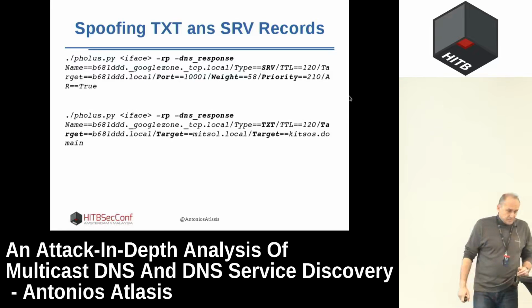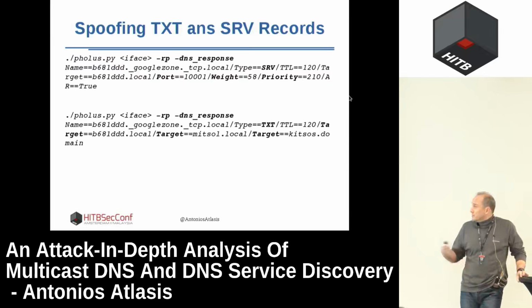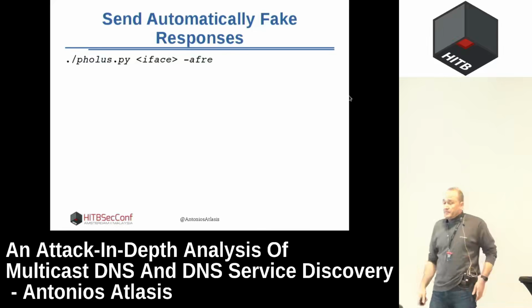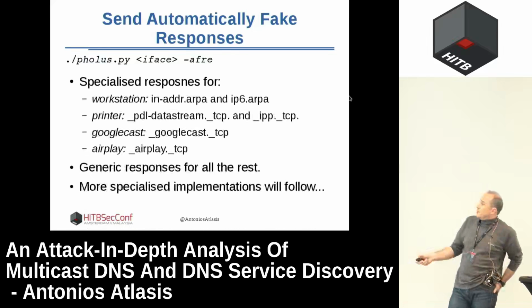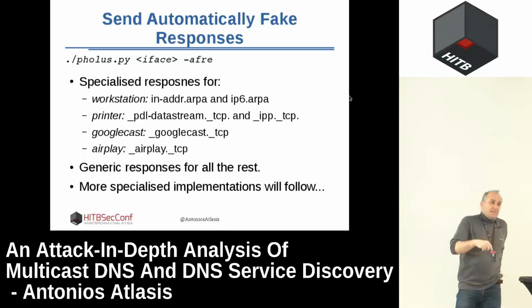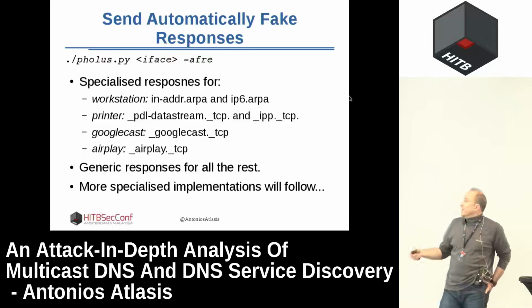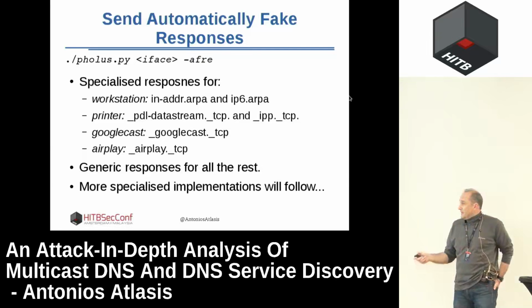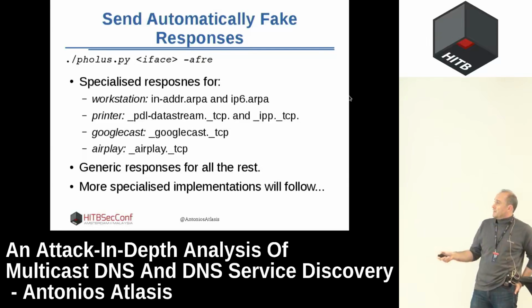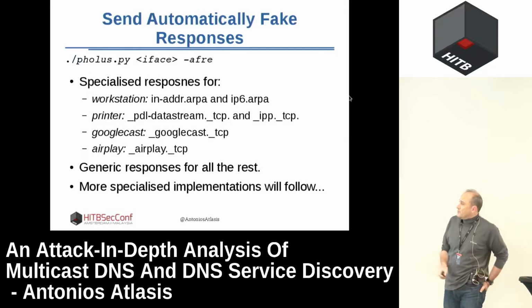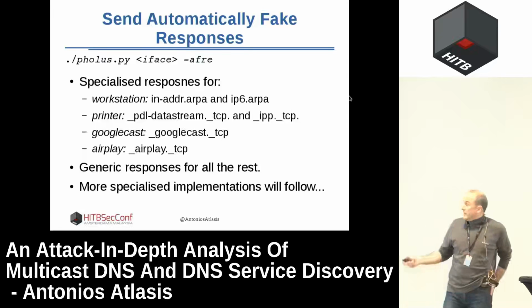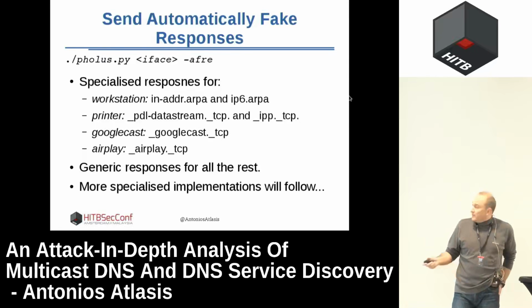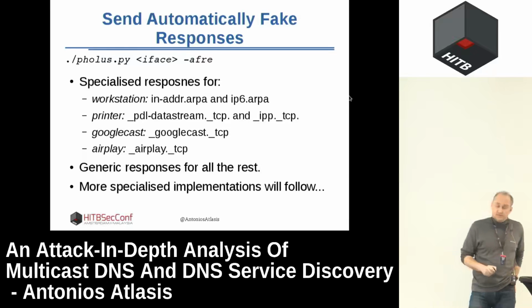However, because I'm a bit of a lazy guy, when I was running all these tests, instead of having to manually craft all these spoofed responses, I tried to automate them. So I have implemented some functionality where, in case there's some kind of request for a specific service, this tool automatically responds and pretends that it offers the service. And I have implemented this specifically for the Workstation Service, printers, Unicast, and AirPlay. Of course, some generic responses are also provided, but I have found out that when you specify in detail what the response should be, it is more effective.